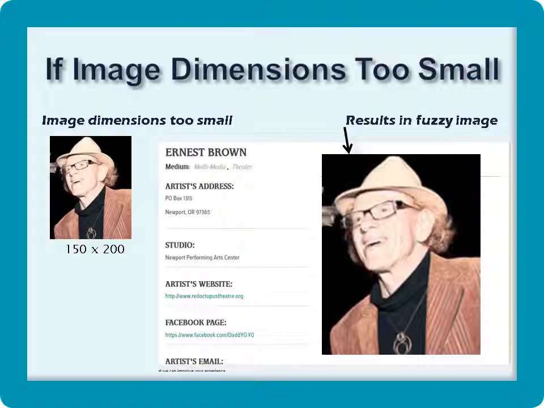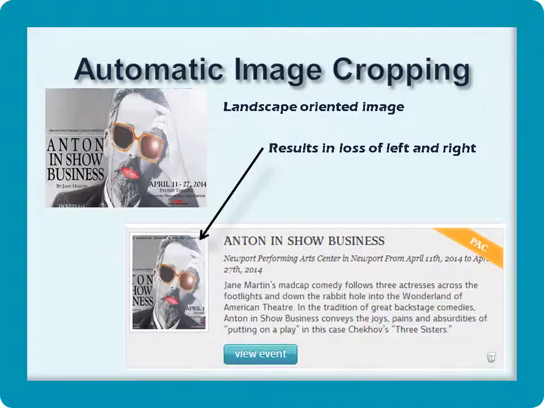As you can see here, if the image submitted was too small, it will result in a fuzzy image in the listing. Also, if you do submit a landscape-oriented image, the sides will be cropped off automatically by the system.